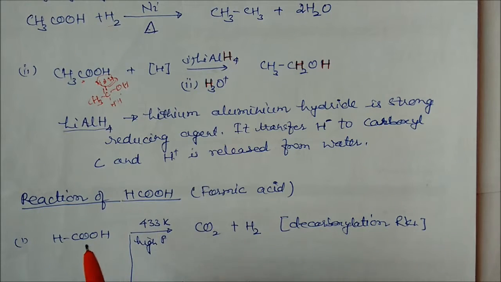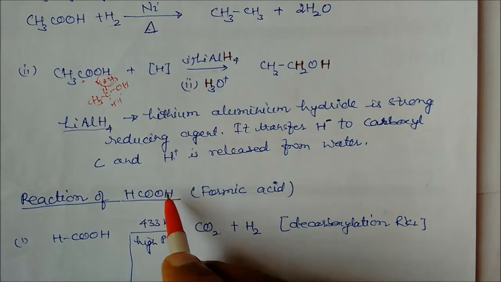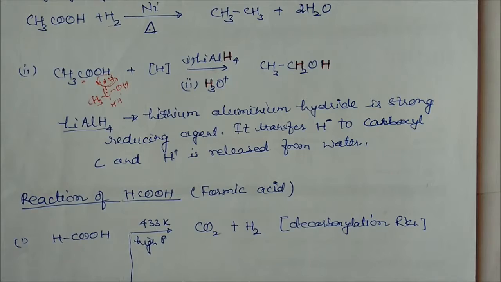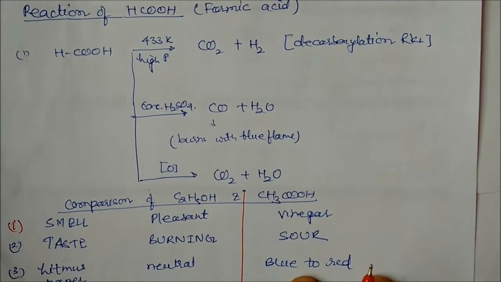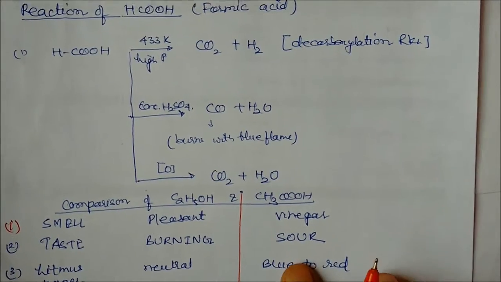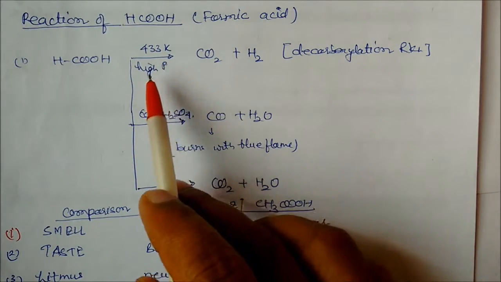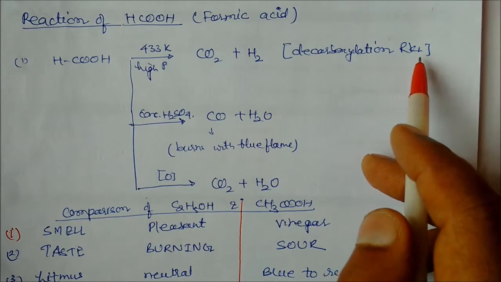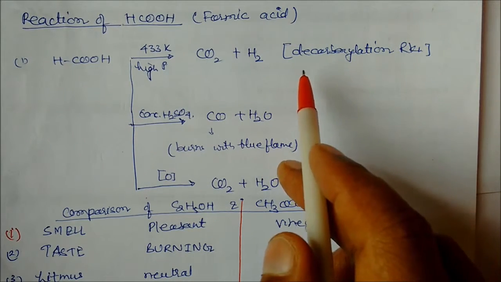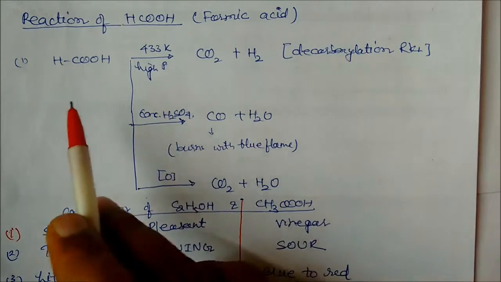Now next is the reduction of formic acid. HCOOH is called formic acid. Formic acid has some reactions I have given you. In this reaction, under 433 Kelvin and high pressure, it is converted to CO2 plus hydrogen gas, and this is called a decarboxylation reaction. Decarboxylation reaction means removal of carbon dioxide from the reactant.